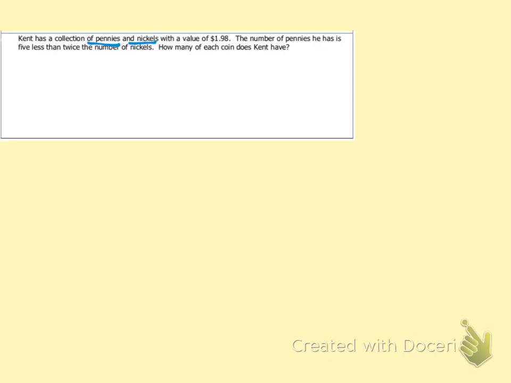You read that through the first time, and it seems really overwhelming. But you just come back and establish what your two unknowns are. We don't know how many pennies, P, and we don't know how many nickels, N. But we do know that they have a value of $1.98. So we have two things we're dealing with.